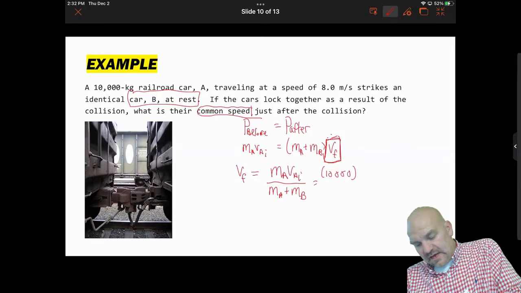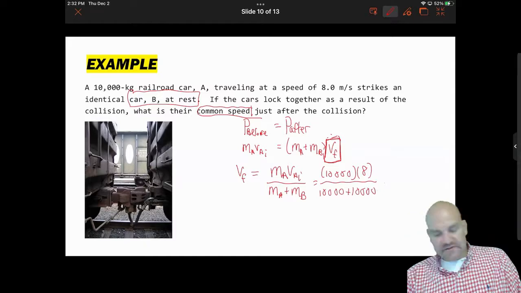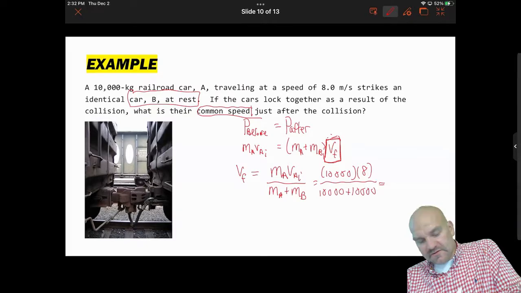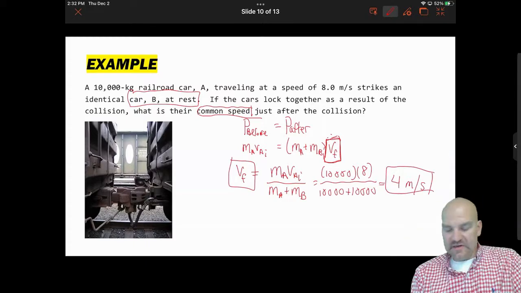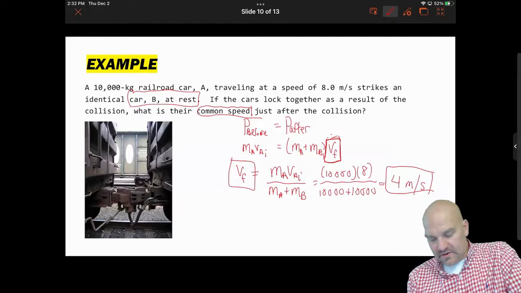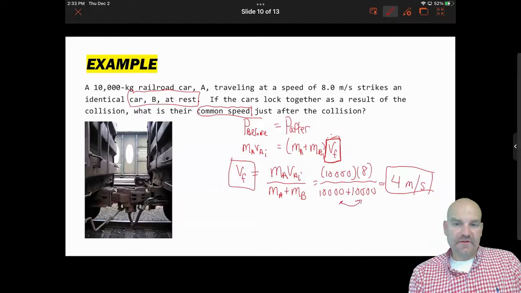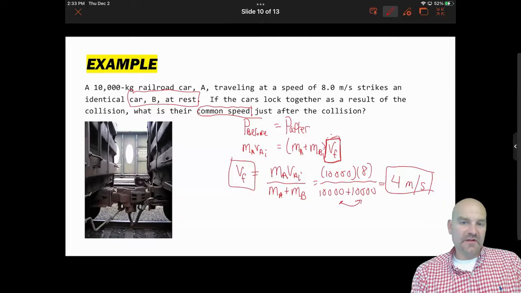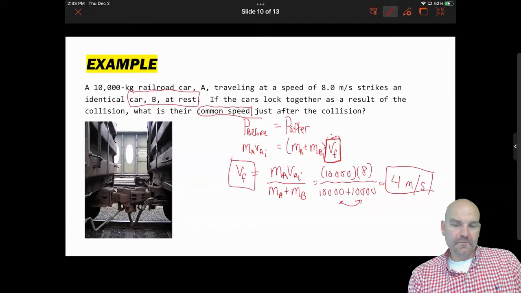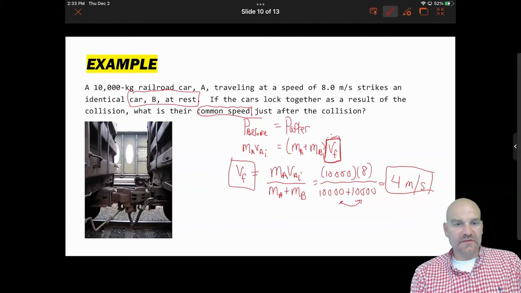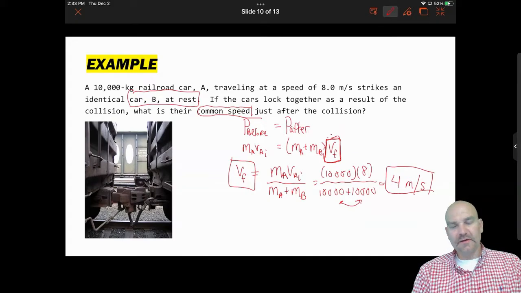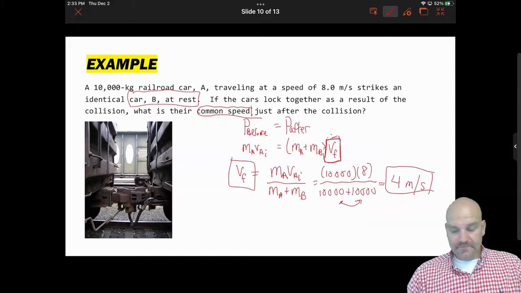10,000 times 8 over 10,000 plus 10,000. And so I get 80,000 over 20,000, which tells me that my final velocity is equal to 4 meters per second. And guess what? It's not a coincidence that it's half, because they're equal in mass. If they were different masses, my final velocity would not be half of my initial. And that only works out because my two objects are the same size as they collide.